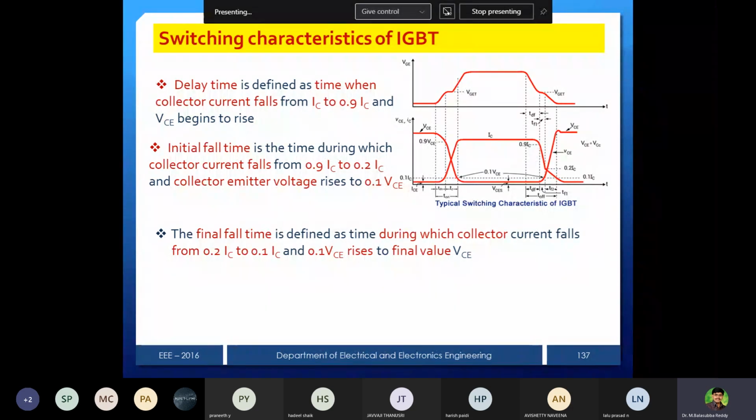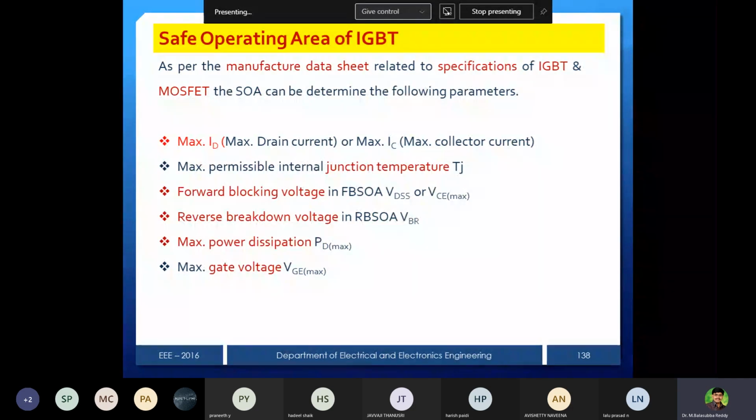So that voltage rises to the final voltage. This process we call the dynamic characteristics, the on process as well as the off process.